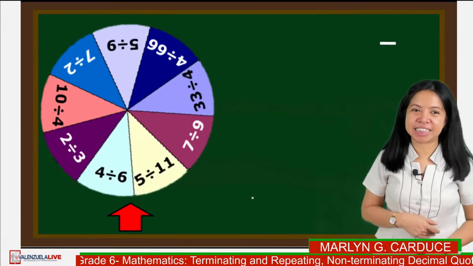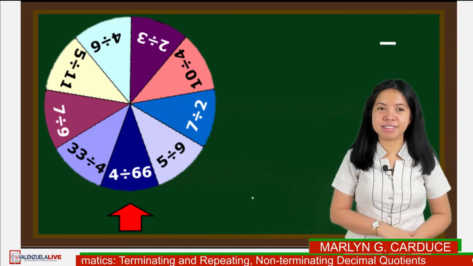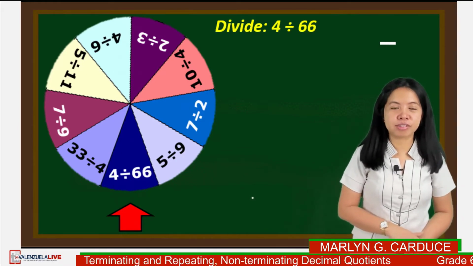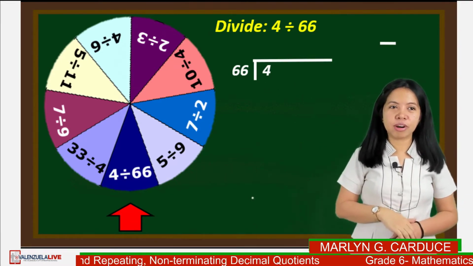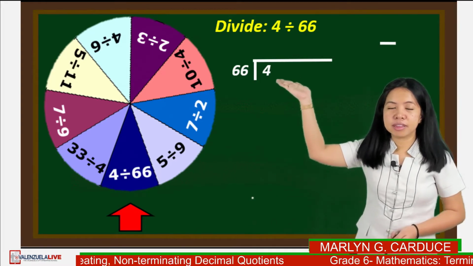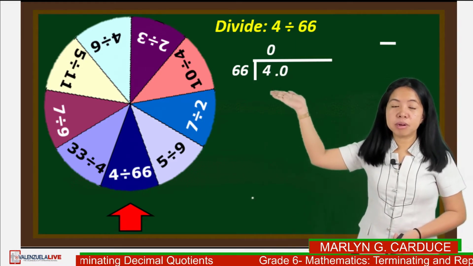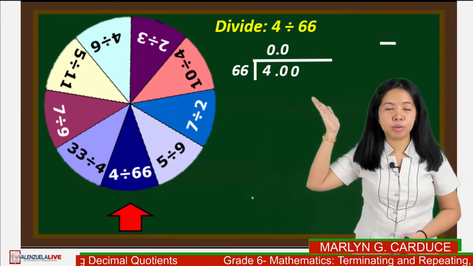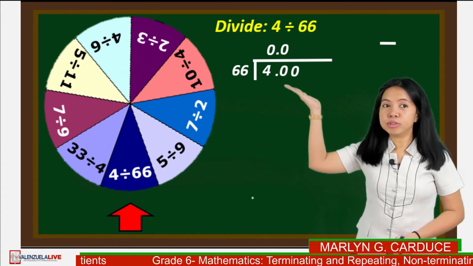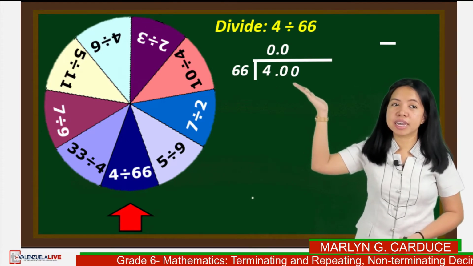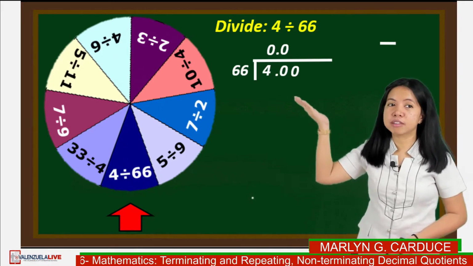For the last one, okay, we have here 4 divided by 66. So let's divide the numbers. 4 will be our dividend and 66 will be our divisor. Since our dividend is smaller than our divisor, we will add a decimal point and a 0 after 4, or 2 zeros after 4. So our dividend will be 400.